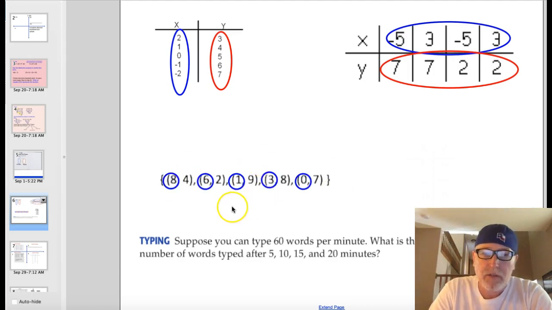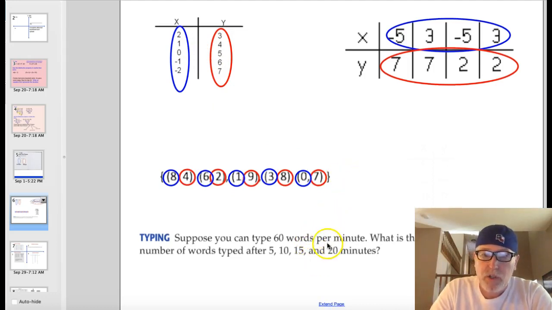Here's all the domains. The domains are just the X values. These are all just ordered pairs, right? I could make them in a table, that looks like this, X, Y, X, Y, but I didn't. So here's your range in the red circles. Okay? How about this question here?